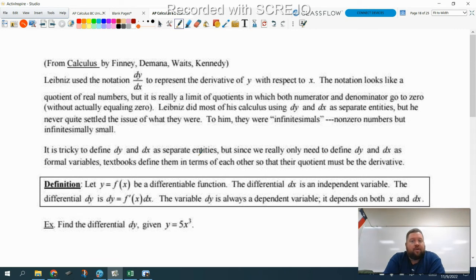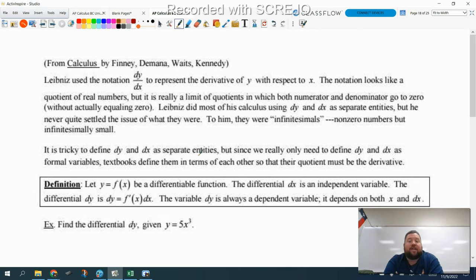It looks like a quotient of real numbers, but really it's a limit of quotients because that's what derivatives are. They're limits in which the numerator and denominator go to zero, but don't actually equal zero. The denominator especially cannot equal zero because then we'd have something that's undefined. All right, so Leibniz actually did not really use the notation in that format. He separated them. He had dy and dx as separate entities, and he decided that they were called infinitesimals, non-zero numbers that are infinitesimally small.